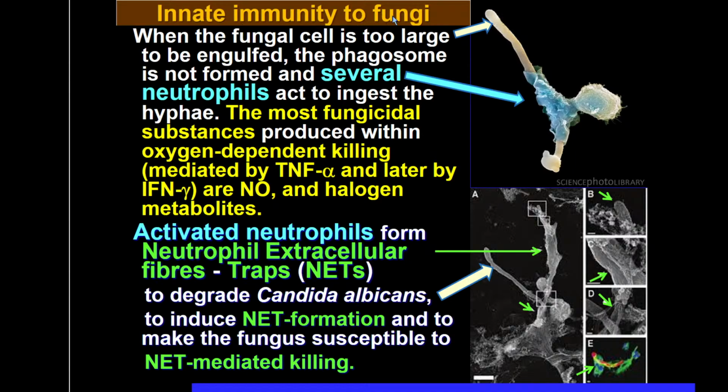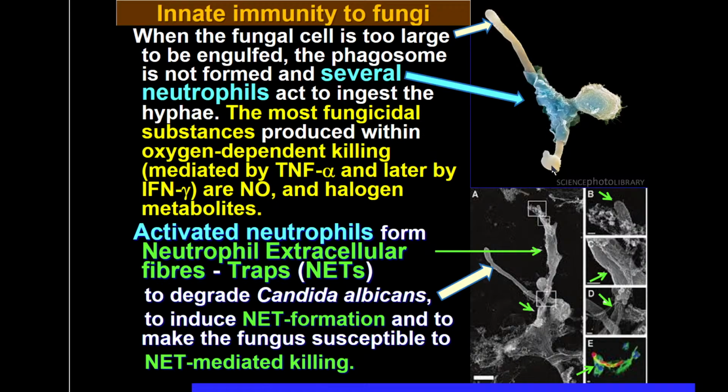A very interesting and important mechanism of the immunity against fungi is the formation of so-called neutrophil extracellular traps, or NETs, N-E-T, net. The process of formation of neutrophil extracellular traps is named netosis. Now, why is this process activated? Usually fungi are large. They are larger than bacteria, and they may be too large to be engulfed by the phagocytic cell.